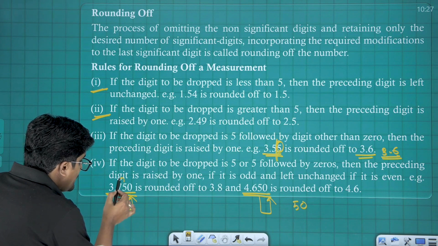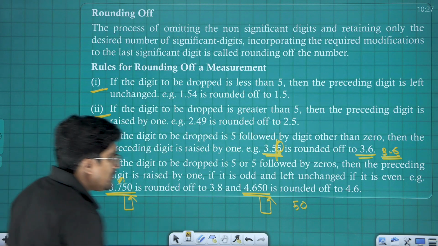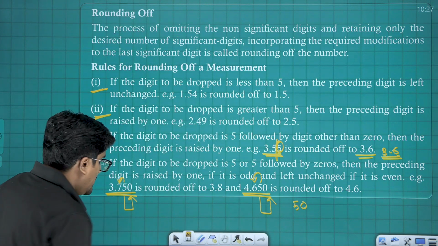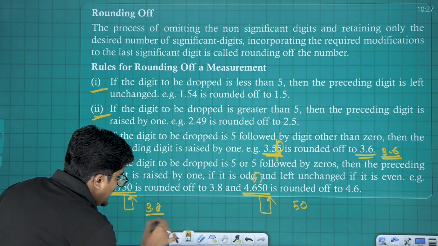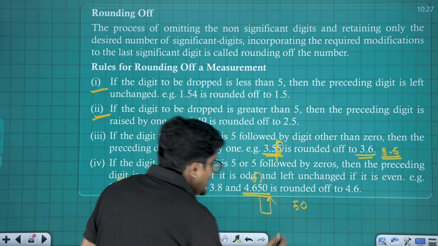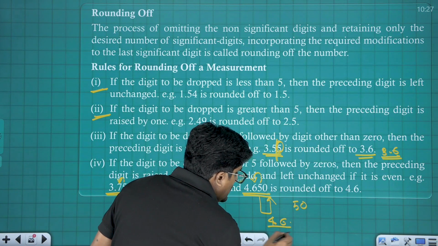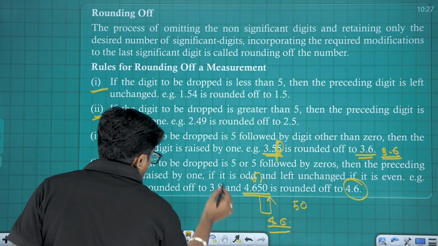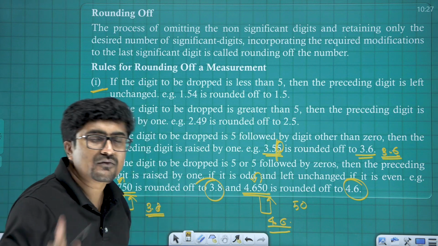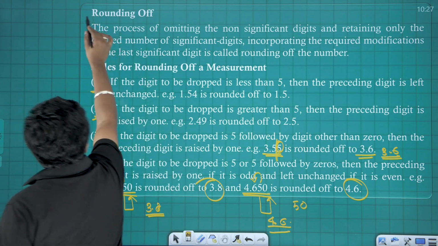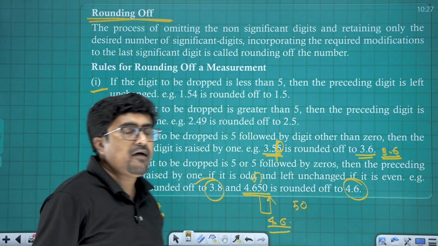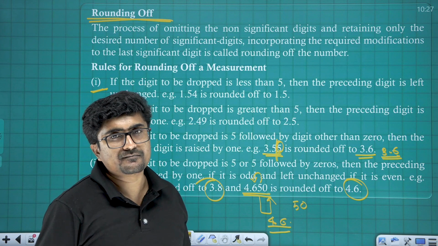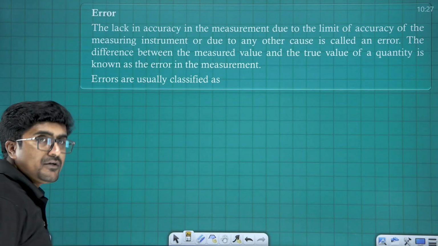The number towards the left of 5 here is an odd number, and here the number towards the left of 5 is an even number. If it is an odd number, then it is going to be increased by 1, and if it is an even number, it is going to be left as it is. So here the final answer is going to be 4.6, and here you can see it is 3.8. So this is how we round off the values up to the given number of significant figures. All right, moving to the next, that is errors.